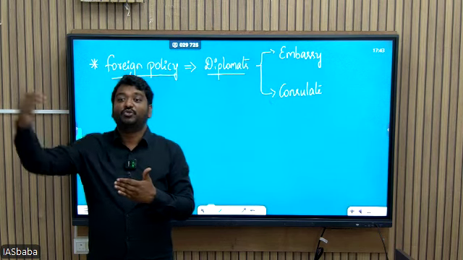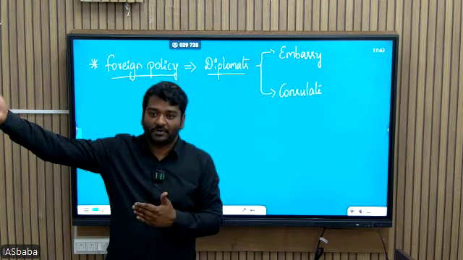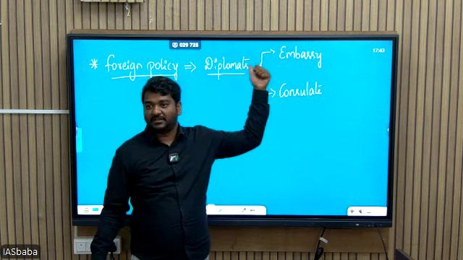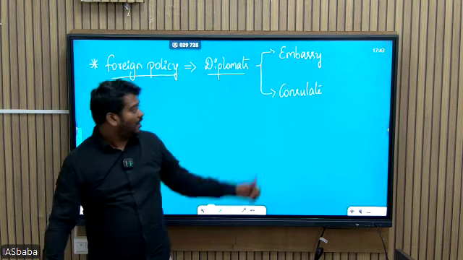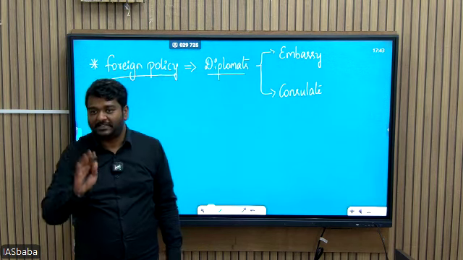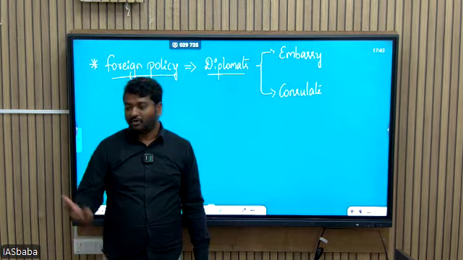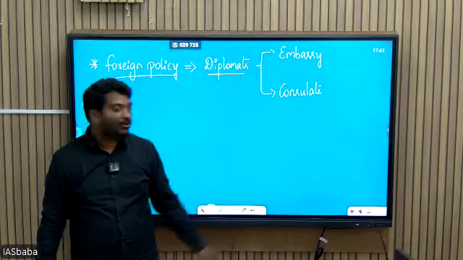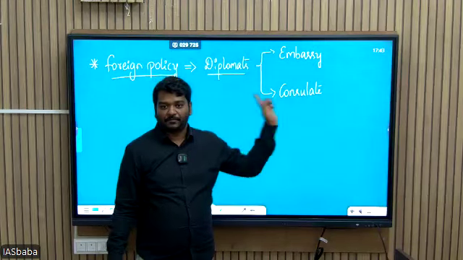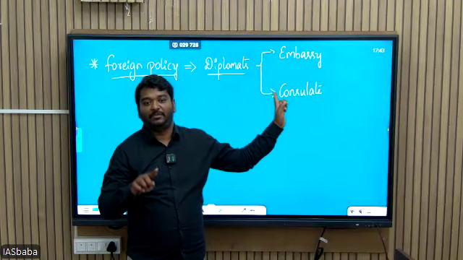India wants to go to US. Modi wants to go to US. It will be embassy. Country to country will be what? Embassy. Consulate is people to people. Let's say tomorrow you go to US, and your passport or visa, somewhere you lost it. Where will you go? Consulate. They will take care of people.